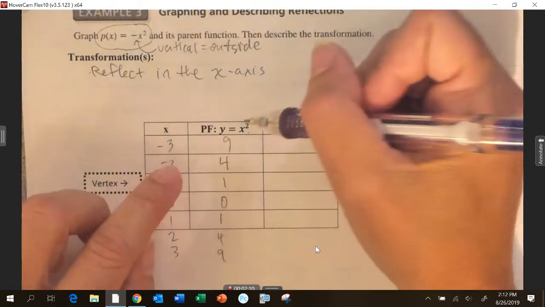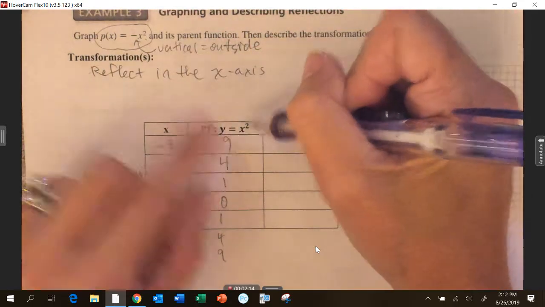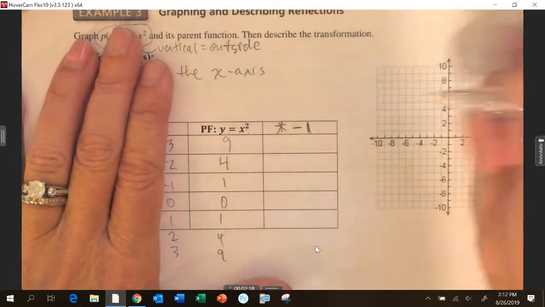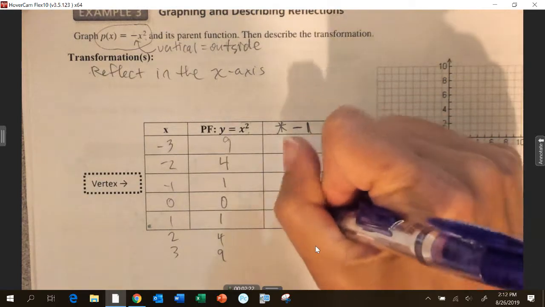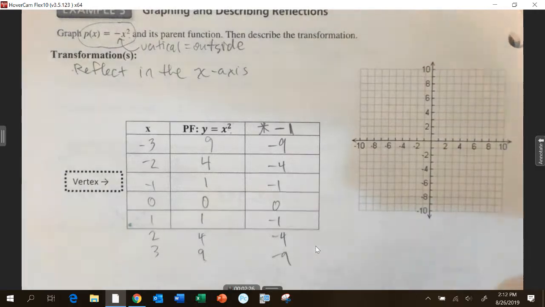Now, what did we do to the x squared to make it into negative x squared? You multiplied by negative 1. So we do the exact same thing: we multiply by negative 1. So now I have negative 9, negative 4, negative 1, 0, negative 1, negative 4, negative 9. And that's where we left off, correct?